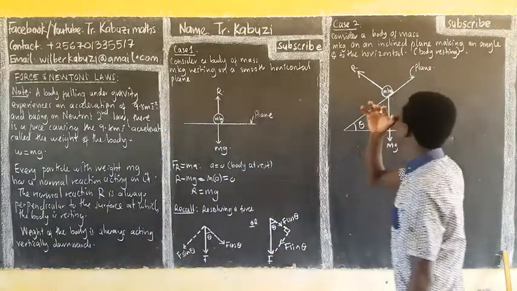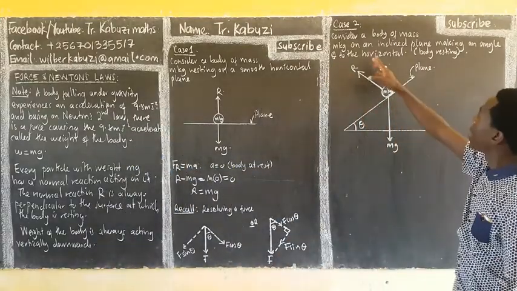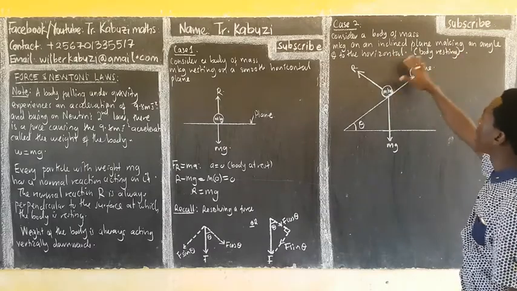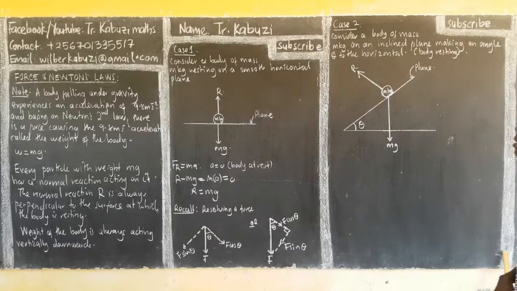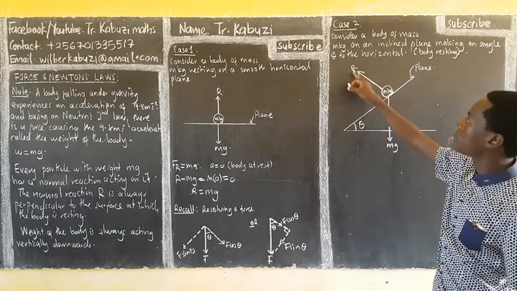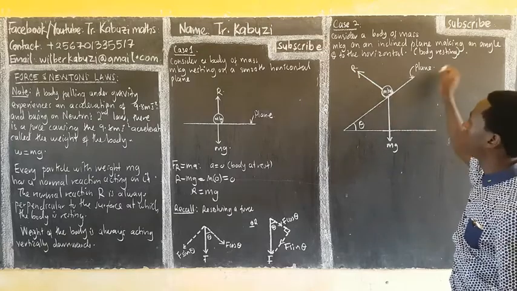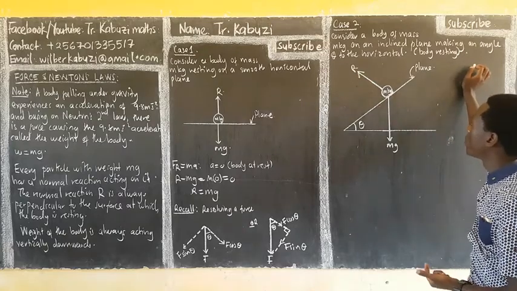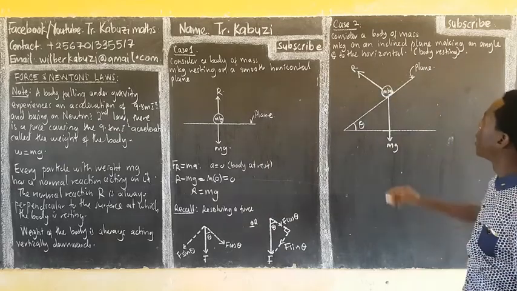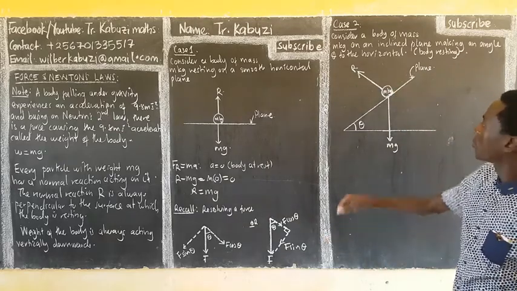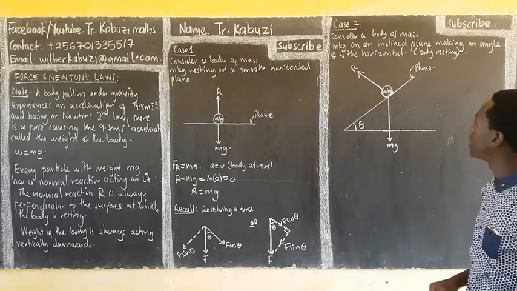Consider a body of mass m on an inclined plane making an angle theta to the horizontal. The body is resting. Now, if we remember, R is always perpendicular to the plane on which the body is lying. So that's why you have our R there. And always we say our weight is going to act vertically downwards.